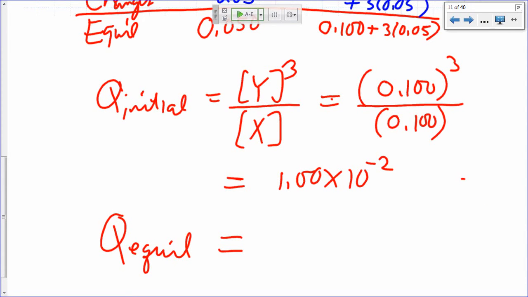What's my Q at equilibrium? What do I have at equilibrium? This one right here. That's my Y at equilibrium, right? So that's going to be 0.1 plus 3 times 0.05. What's that? 0.25. So this is 0.25.